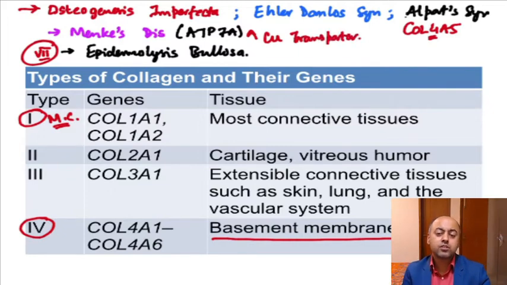So the questions which are asked here, in Alport's, which particular gene is defective, which particular collagen is defective? Both answers I told you. The gene is collagen 4A5. The collagen which is defective is collagen type 4.